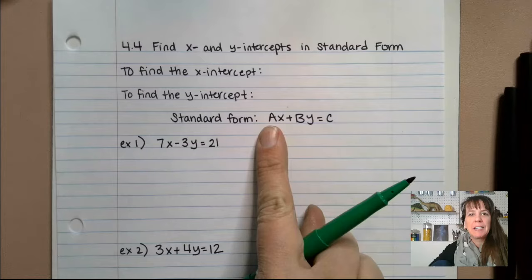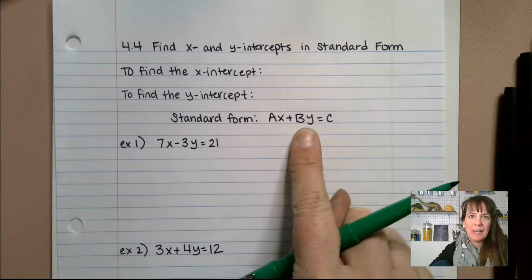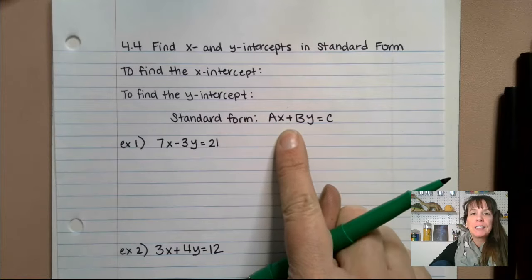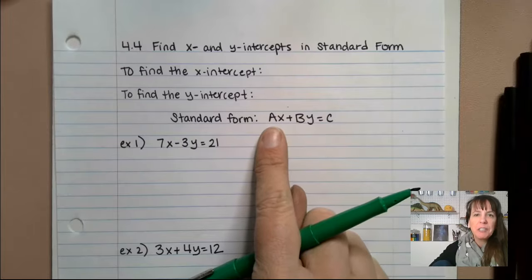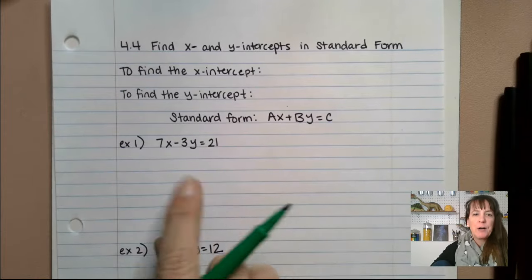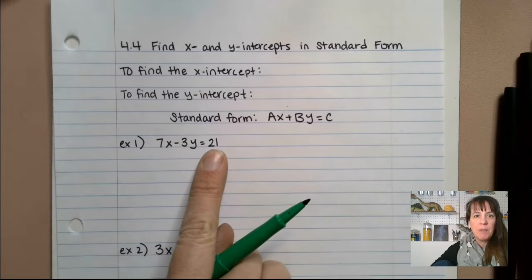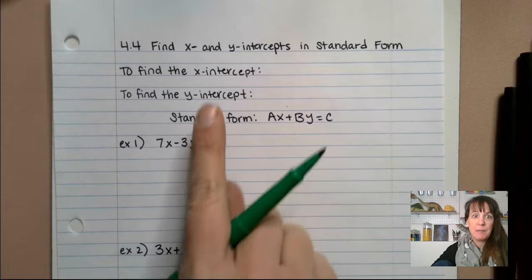Today we are talking about finding your x and your y intercepts in standard form. Just a friendly reminder, standard form is ax plus by equals c. When we have our linear equation in standard form, we have no fractions, and generally you want your a to be positive. So you'll see in example number 1, I've got my standard form here, and I need to find my x and y intercept.